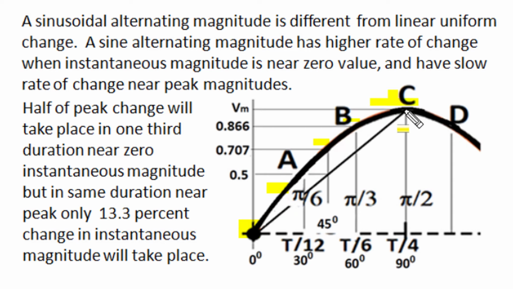In a linear uniform change, 50% change will take place in 50% of the time duration, whereas in a sinusoidal signal, starting from zero instantaneous value, half of the peak will be achieved in only 1/3 of the time duration, whereas in the last 1/3 duration only 13.3% amount of change will take place. So it has a higher rate of change when the instantaneous magnitude is near zero value, and a slow rate of change when the instantaneous magnitude is near peak magnitude.